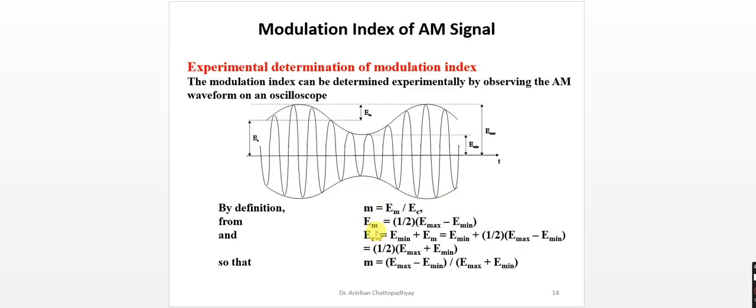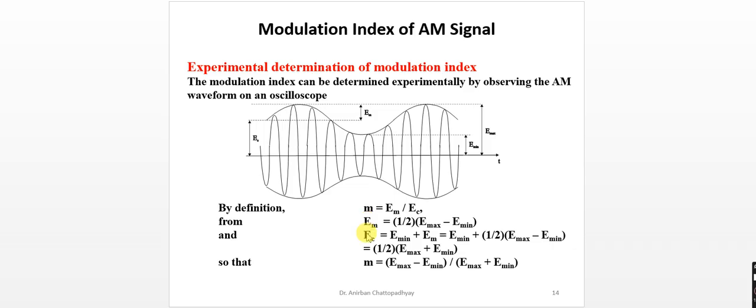So Em is nothing but half of Emax minus Emin. What is Emax? This entire arrow here explains the Emax, that means from the zero amplitude axis to the maximum amplitude, that is Emax. And Emin is from the zero amplitude axis to the minimum envelope, that is Emin. So Emax minus Emin is 2 Em. So Em is half of Emax minus Emin. Hope it is clear to you.